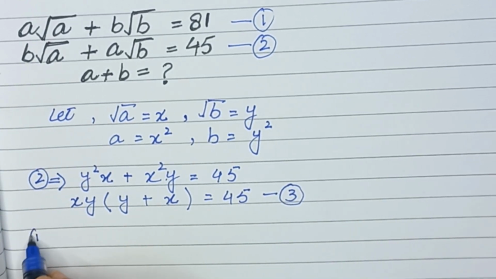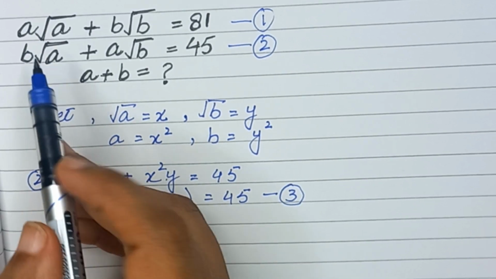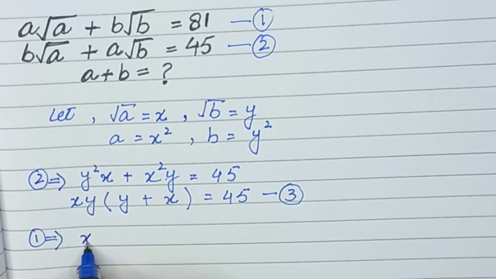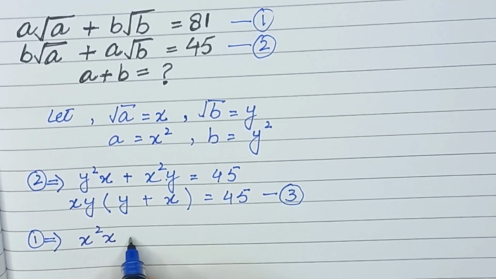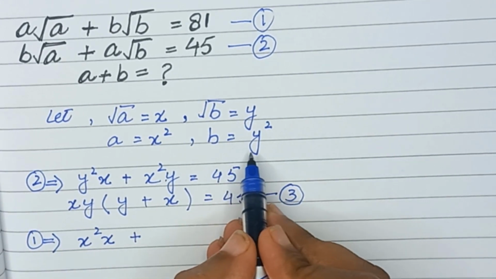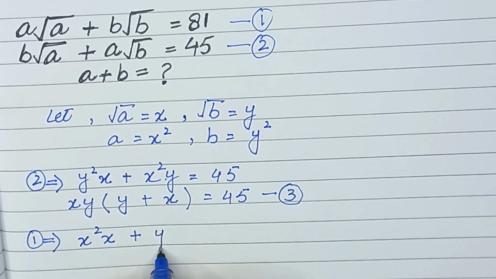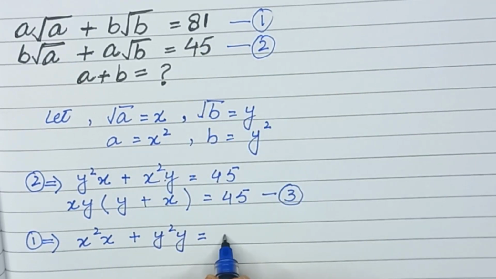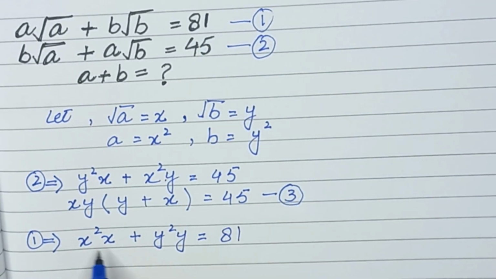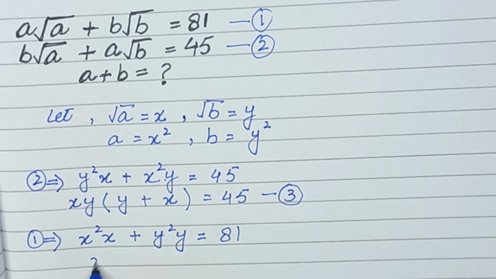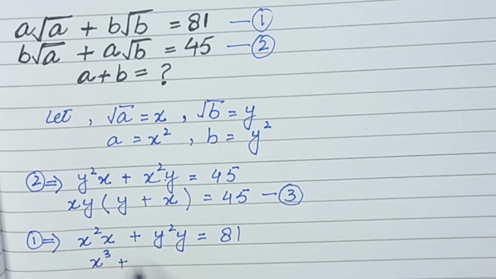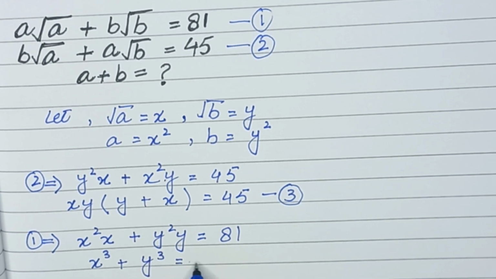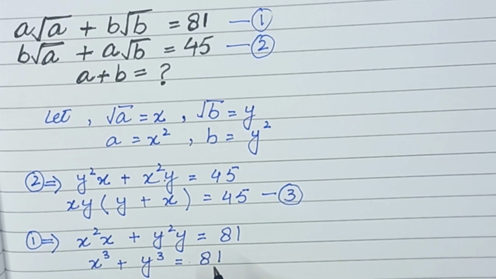Similarly, equation number 1 will become a square root of a means x square into x plus b square root of b means y square into y, which is equal to 81. Now it will become x square and x will become x cube, plus y square and y will become y cube, which is equal to 81.